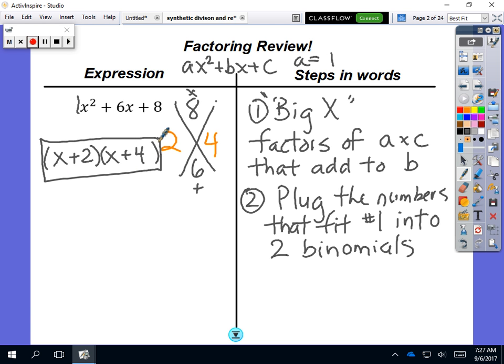Now, remember the definition of factors are things that multiply together to equal something else. So when I multiply these using FOIL or box method, I would end up equaling this. That's how you can check your answers when you factor things. Okay, go ahead and pause if you need to catch up.